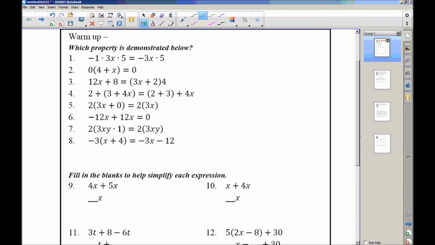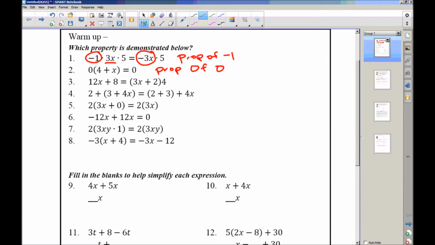Okay, so number one again, negative 1 times 3x times 5 equals negative 3x times 5. In this case, we are multiplying 3x by negative 1, and it changed 3x to its opposite. So this is the property of negative 1. Number 2, 0 times (4 plus x) turns into 0. We're multiplying something by 0, and it turns into 0. So this is the property of 0.